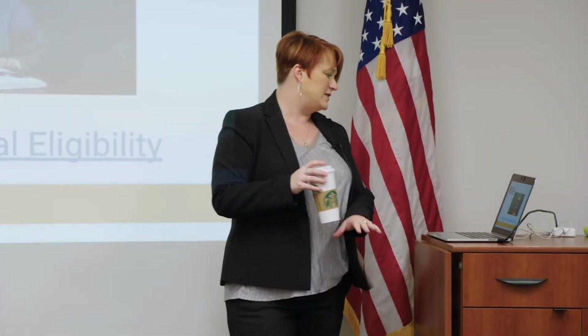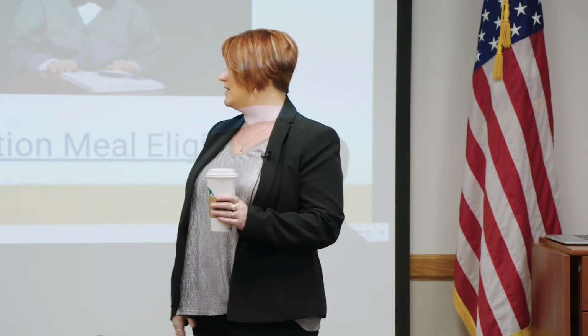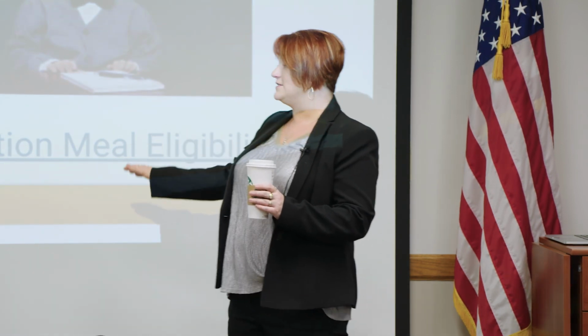ISB has updated their seamless summer option meal eligibility form with their counts, and it does show this year's fall housing as well as this year's CEP. CEP actually isn't due until April. I think it's April 1st, which I find ironic. But it is last year's CEP totals because they don't show up until April. But that spreadsheet is up there if you want to see what Jamie will be using for validation of your student counts.